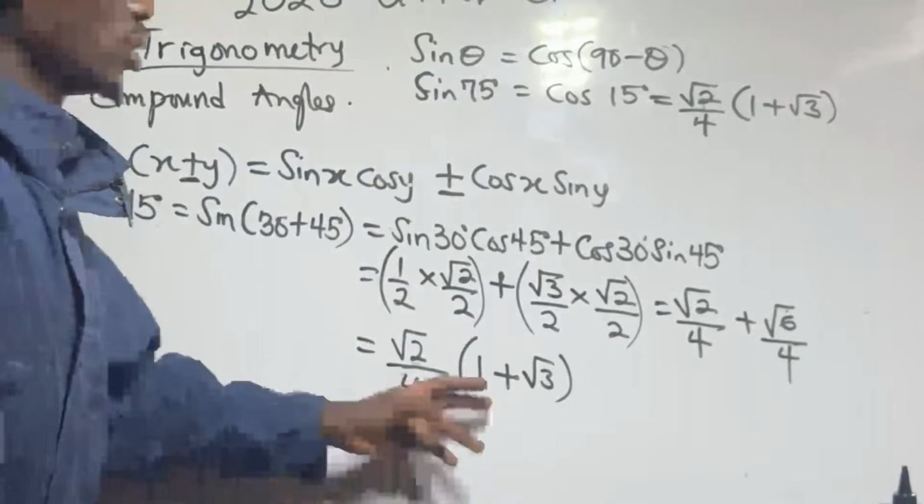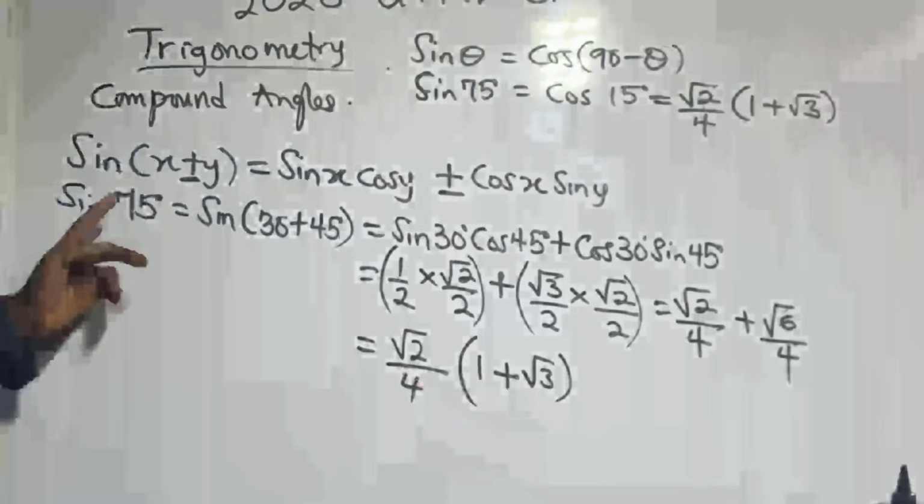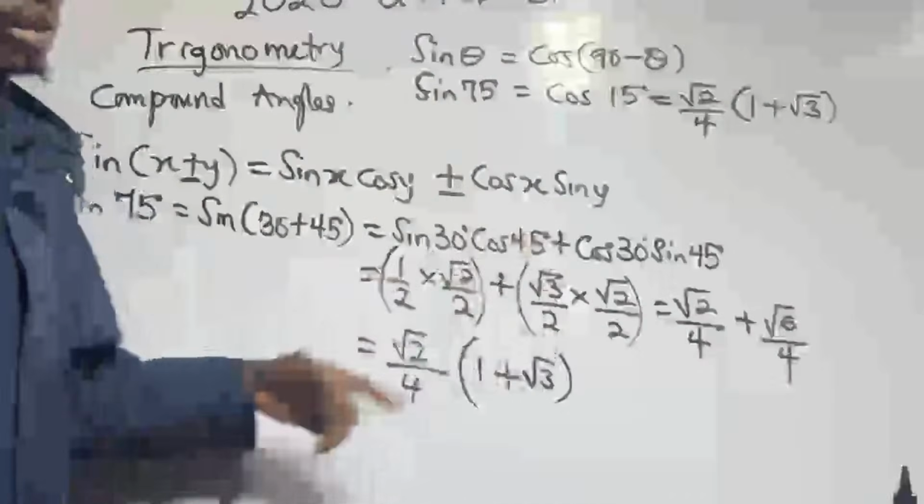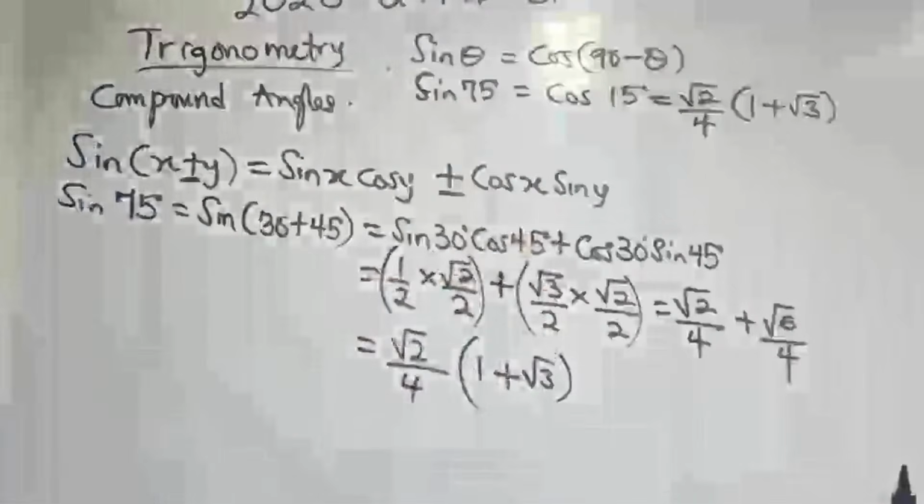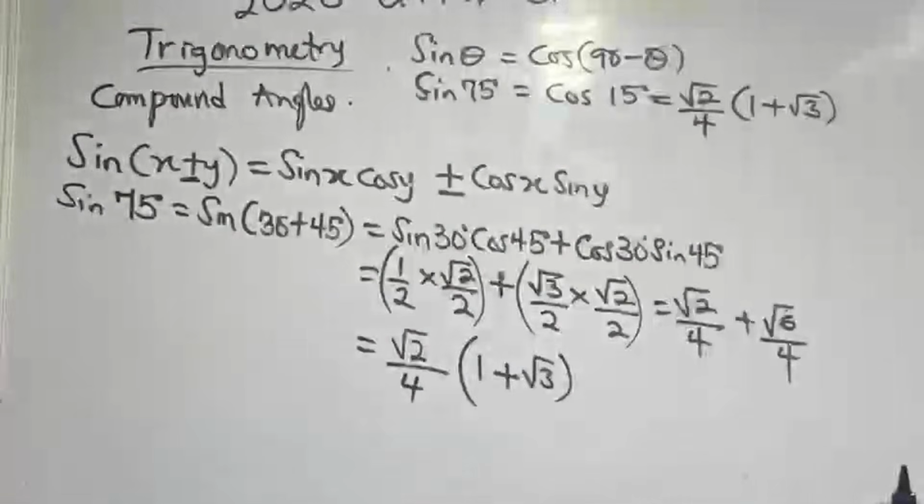And which they are both what? Root 2 over 2 in bracket 1 plus root 3. Okay? So note that if this one is plus, then it will be addition. And if it's subtraction, it will what? Subtraction. Now let's do that of sine 15. Okay? Let's see what sine 15 will give us.